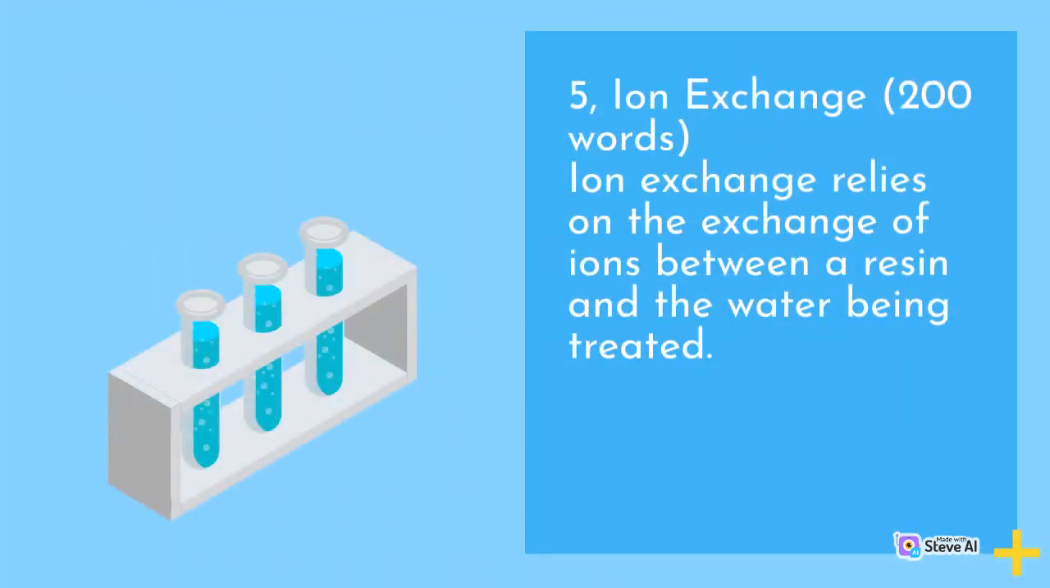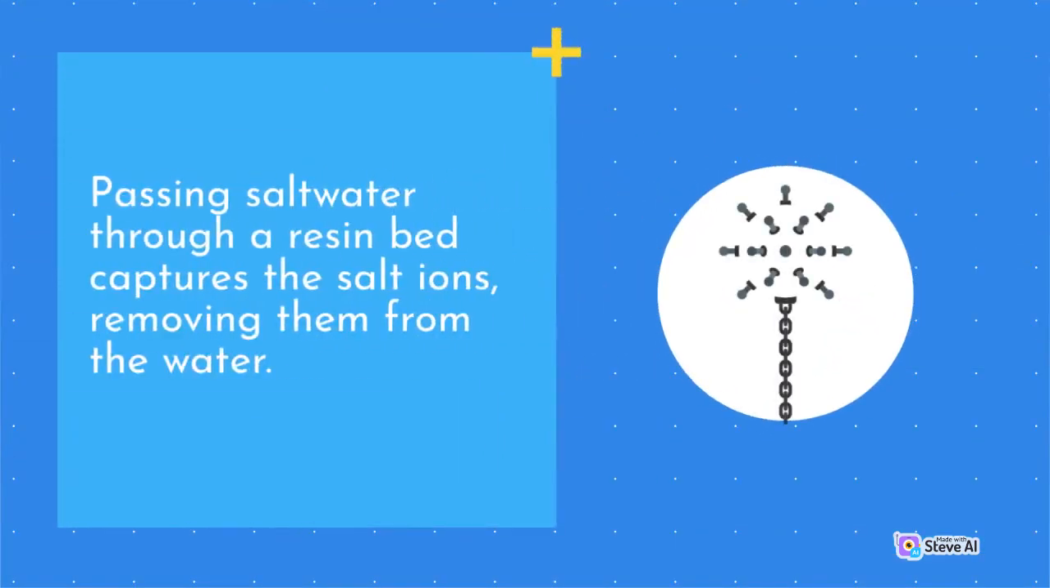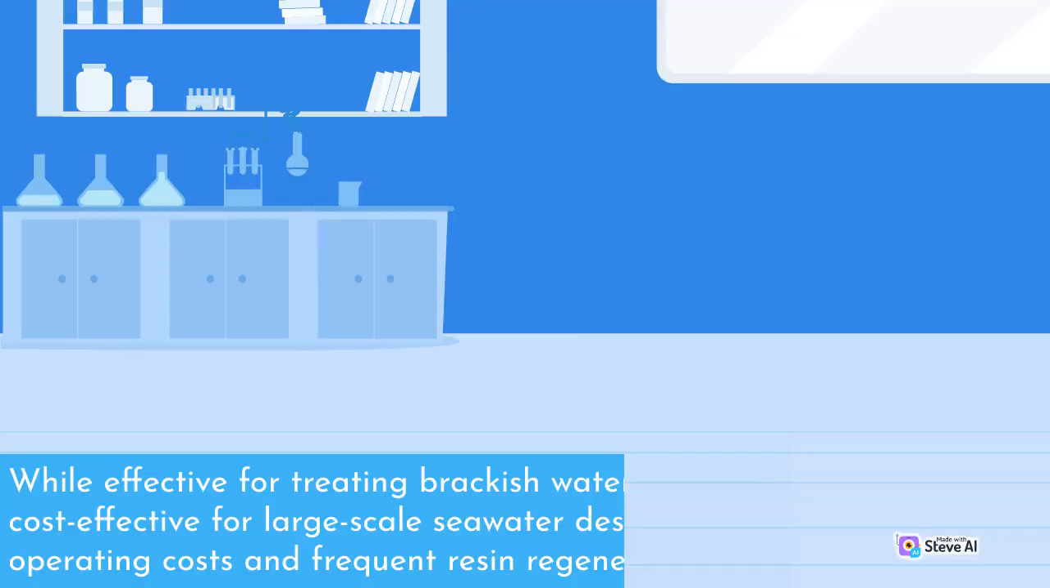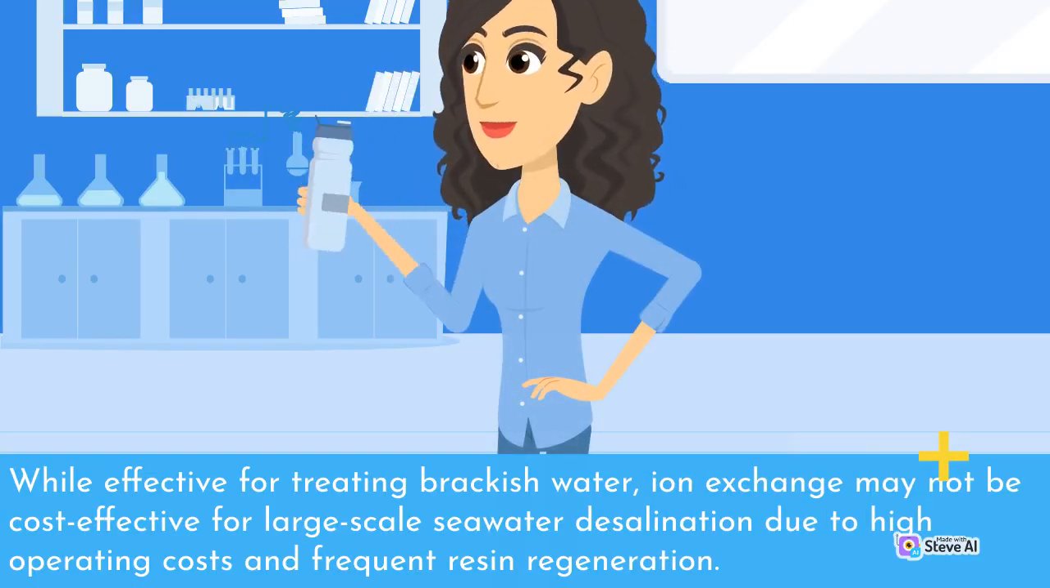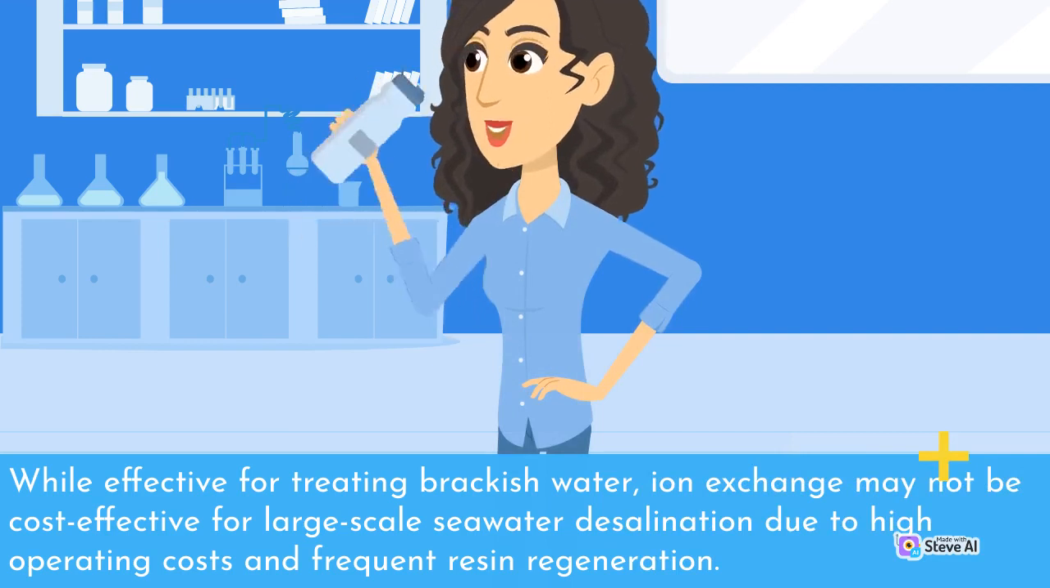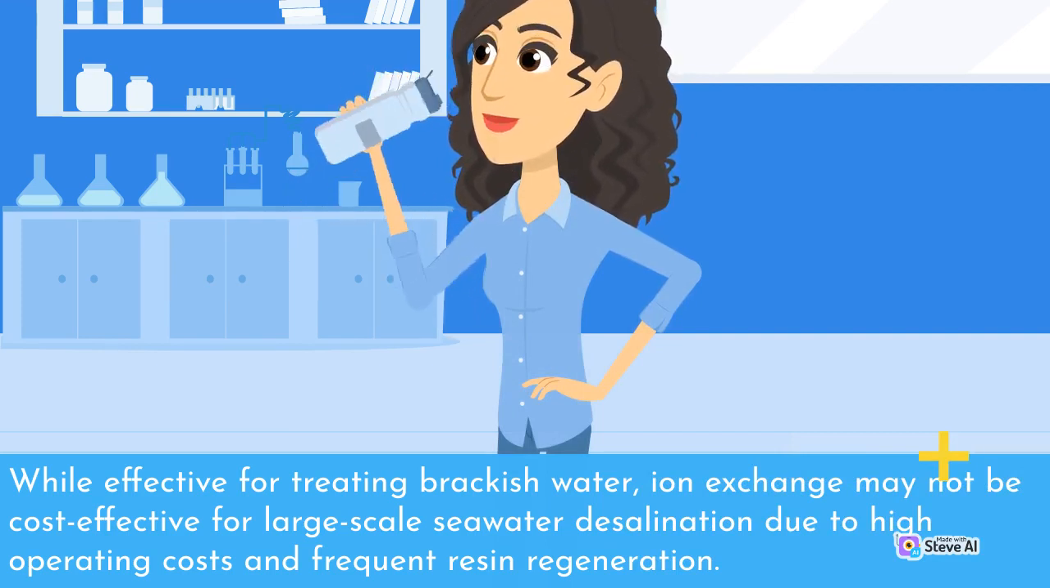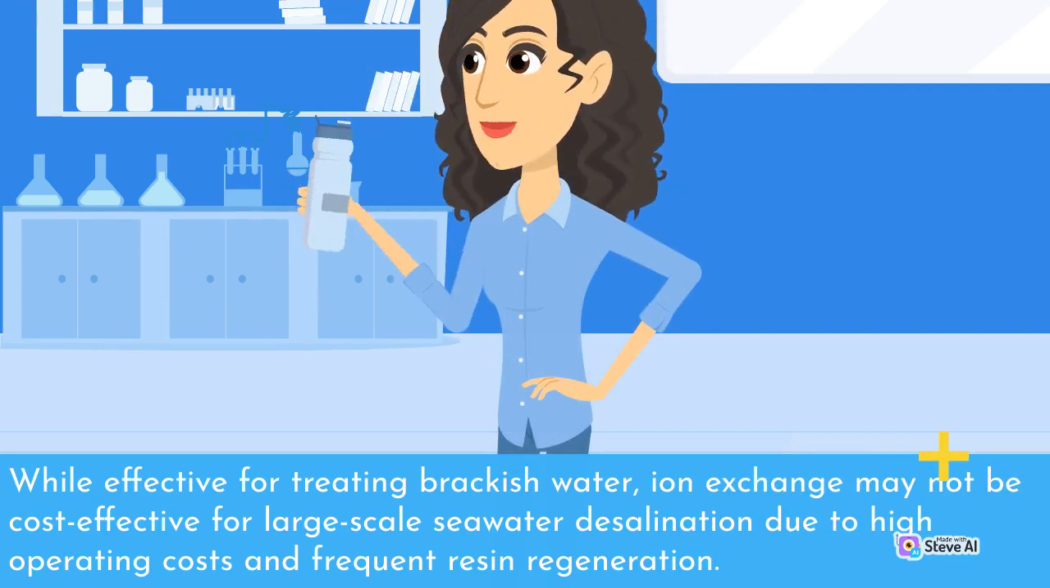5. Ion exchange. 200 words. Ion exchange relies on the exchange of ions between a resin and the water being treated. Passing salt water through a resin bed captures the salt ions, removing them from the water. While effective for treating brackish water, ion exchange may not be cost-effective for large-scale seawater desalination due to high operating costs and frequent resin regeneration.